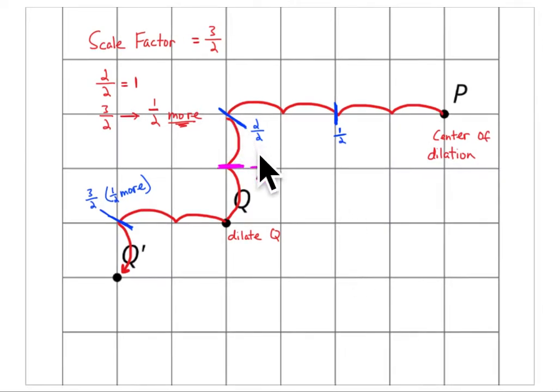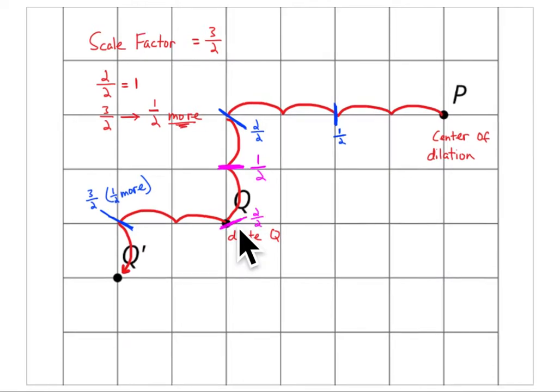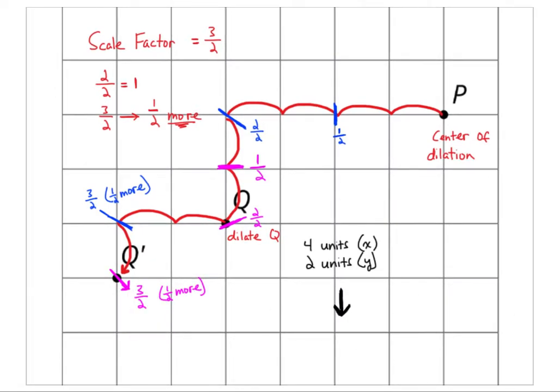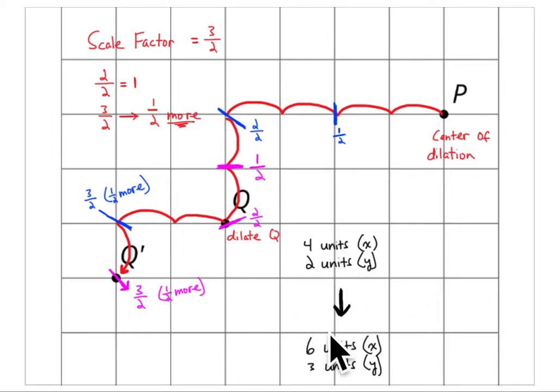Going down this way, this is 1/2. This is going to be 2/2. And so this length is 3/2 of 1. Well, 3/2 of 1 is 3/2. So 1/2, 2/2, and this is 3/2 to get to there. So 4 units and 2 units. So it's 4 units along the horizontal axis and 2 units along the vertical axis. I'm going to multiply each of those by 3/2. So 3/2 of 4 is 6. 3/2 of 2 is 3.